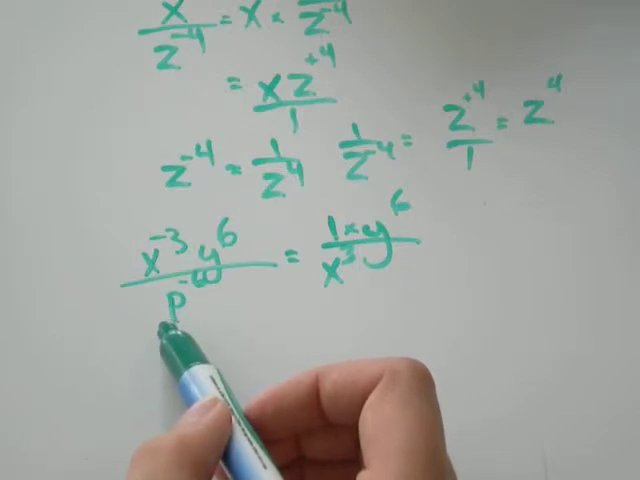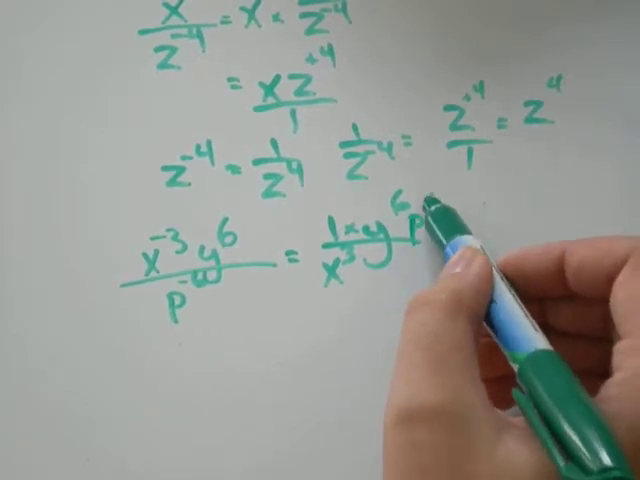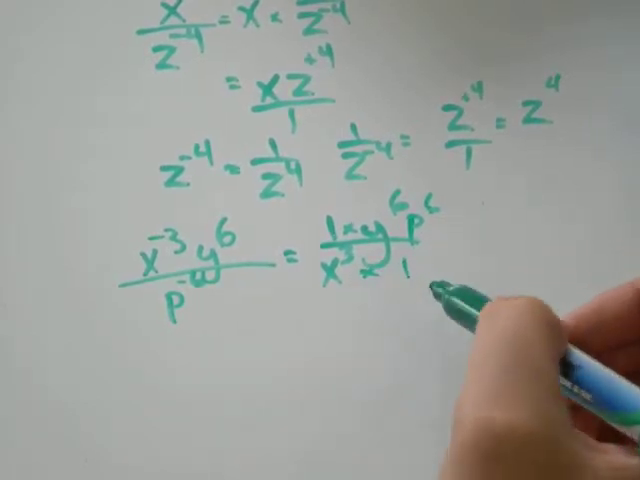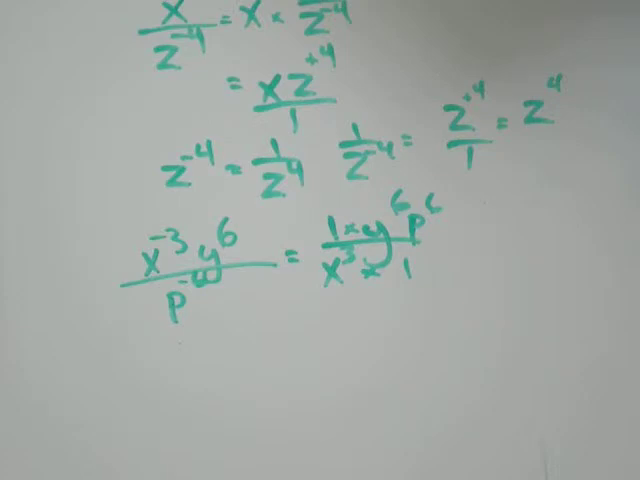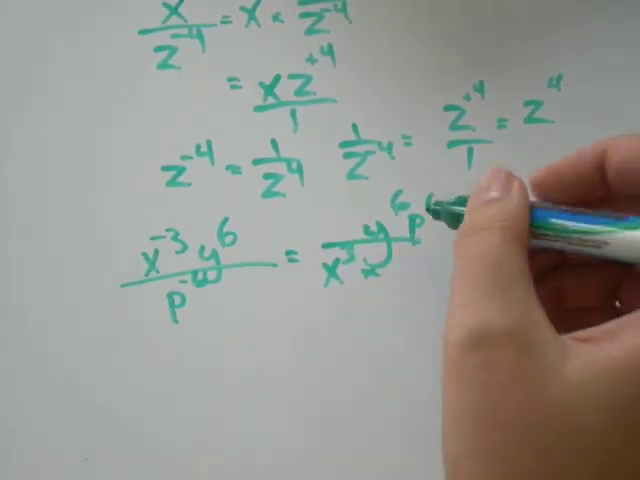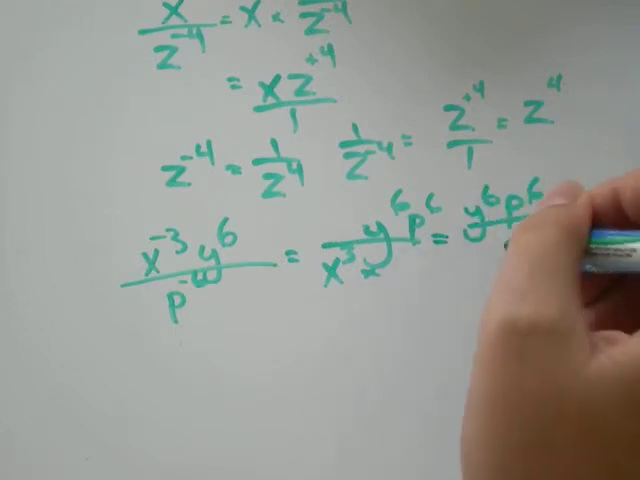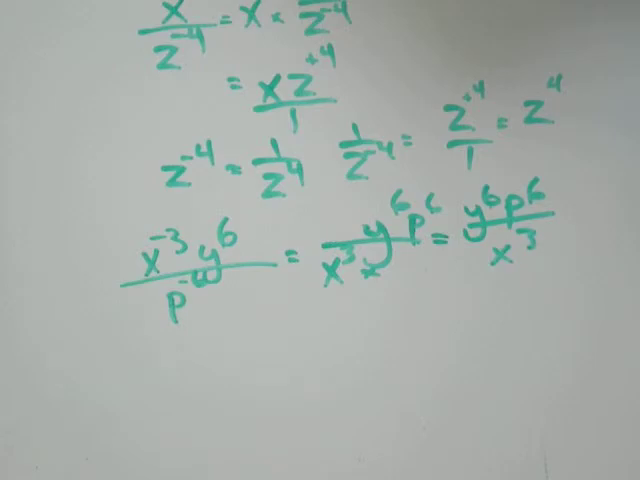When you divide by a fraction, you have to flip and multiply, which will bring our p to the power of positive 6 to the top, and its 1 associated with it will go on the bottom. We don't really need all those 1's in there. So we would say this is equal to y to the 6 p to the 6 over x cubed.